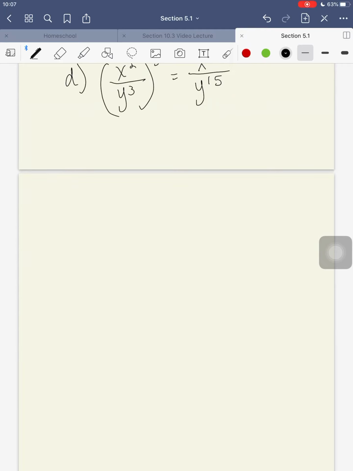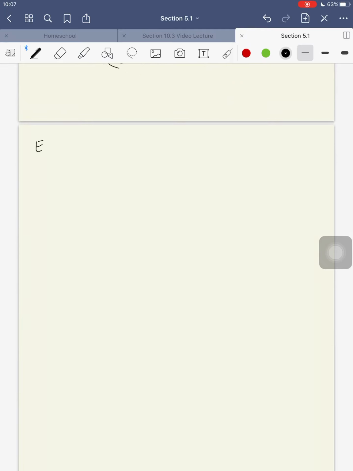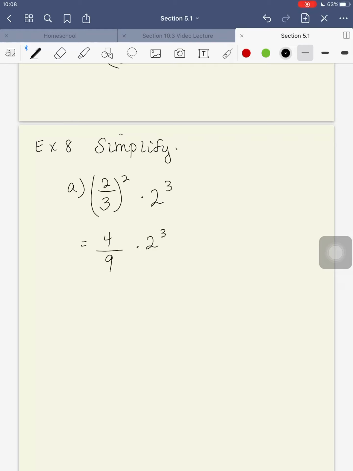All right, so now let's use a combination of all the rules that we've talked about. So we want to simplify 2/3 squared times 2 cubed. We know 2/3 squared would be 4 over 9, and then we want to multiply that by 2 cubed, and 2 cubed is 8. So 4 over 9 times 8 over 1 would equal 32 over 9.